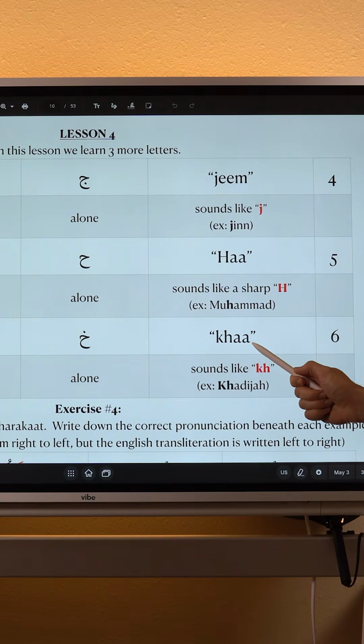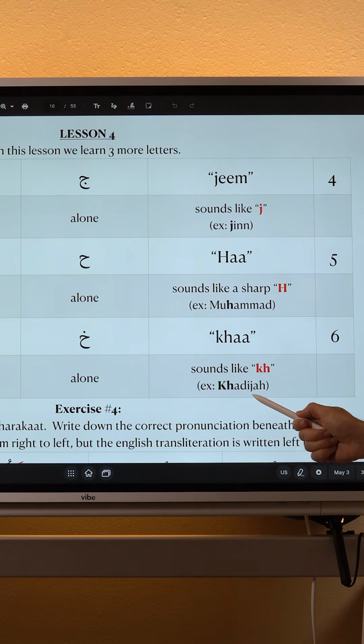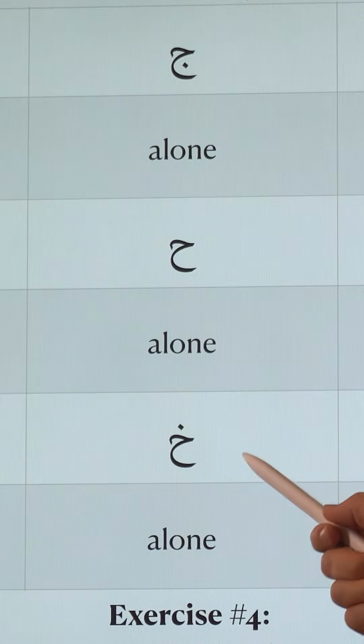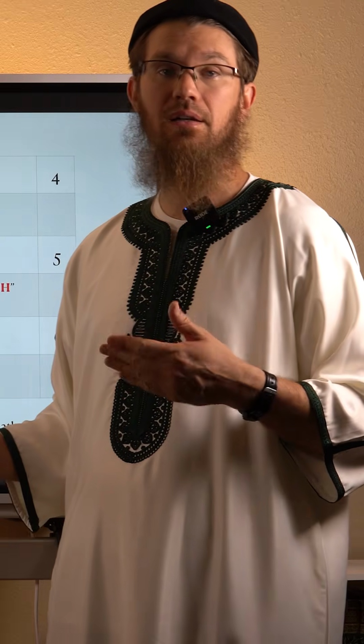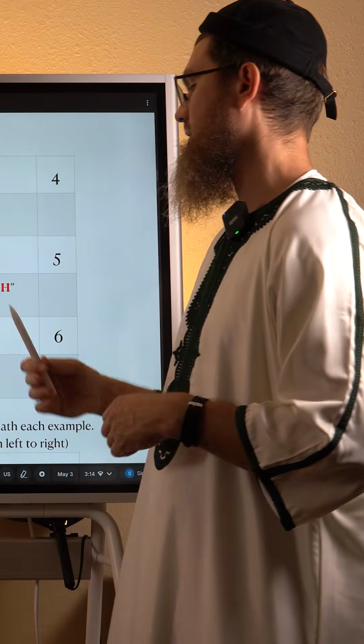The letter Kha can be compared to the combination of K and H in English. The name Khadija begins with the letter Kha. So this is how it looks alone, and this is how it looks in the beginning, middle, and end of a connection. So in order to practice and test our knowledge, we'll move on to the exercise.